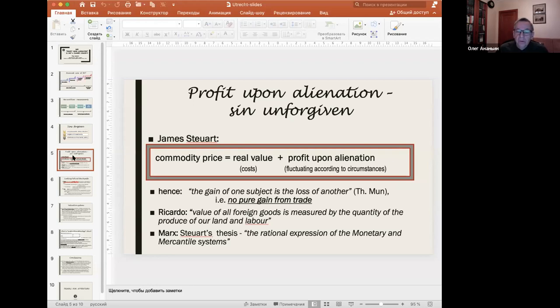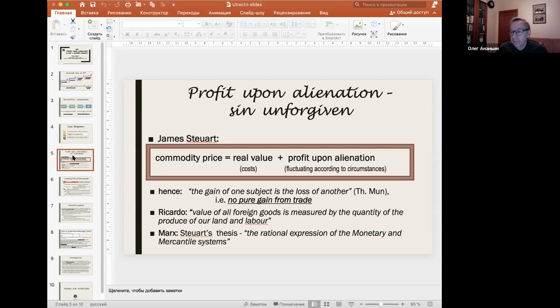But in Ricardo, the situation is reconciled in a very curious way. The value of all foreign goods is measured by the quantity of the produce of our land and labor, our land, so the exporting country. And therefore, of course, nothing additional could be derived from this. But in Marx, we have the same. Actually, Marx was sure that trade does not produce value. And therefore, this profit upon alienation in Stewart was a rational expression of the monetary and mercantile systems for Marx.